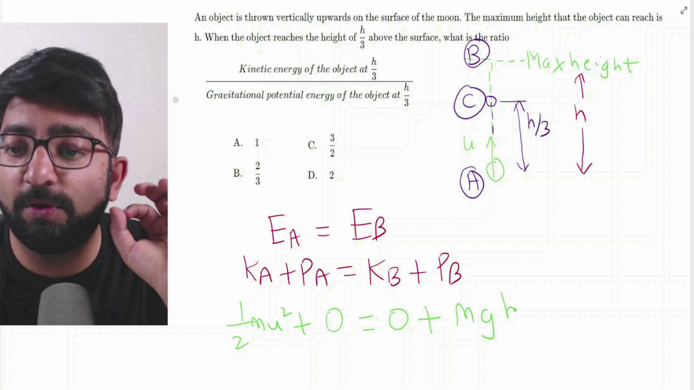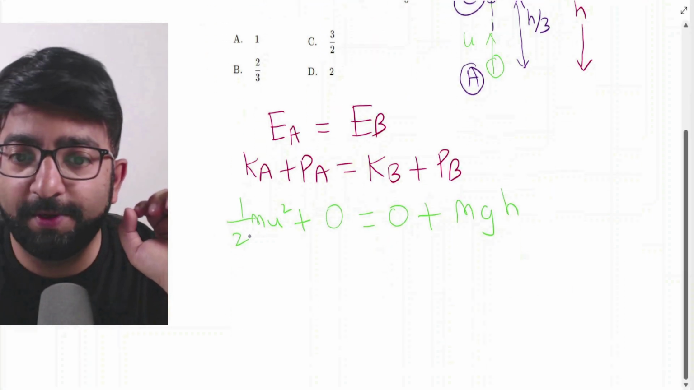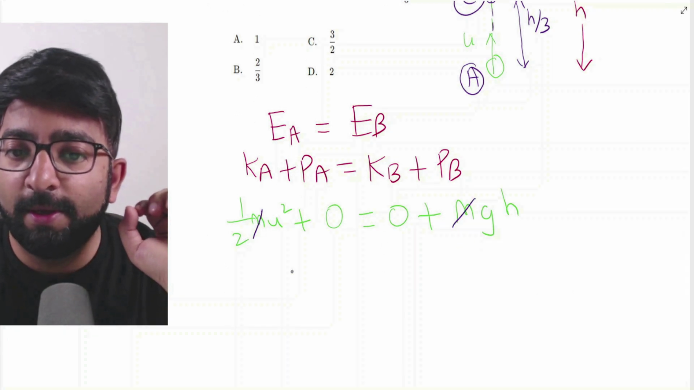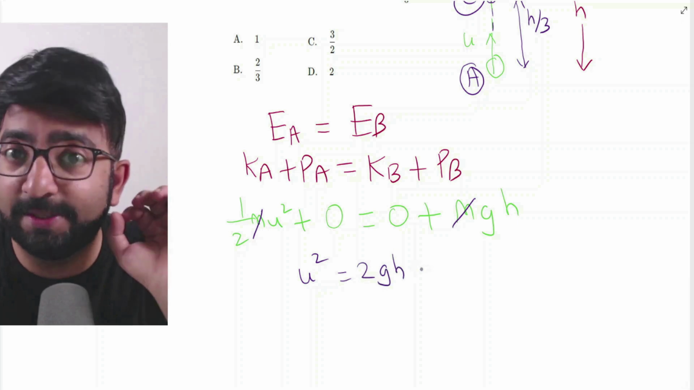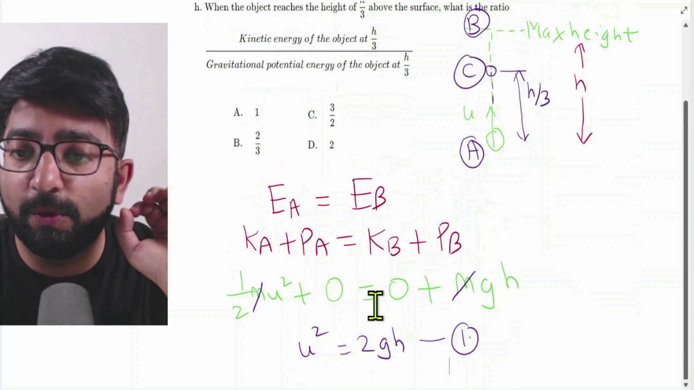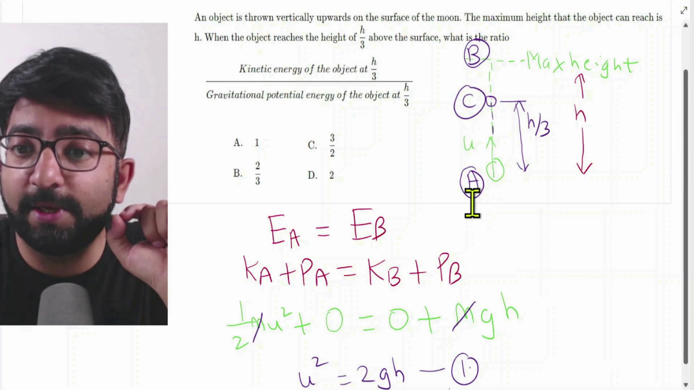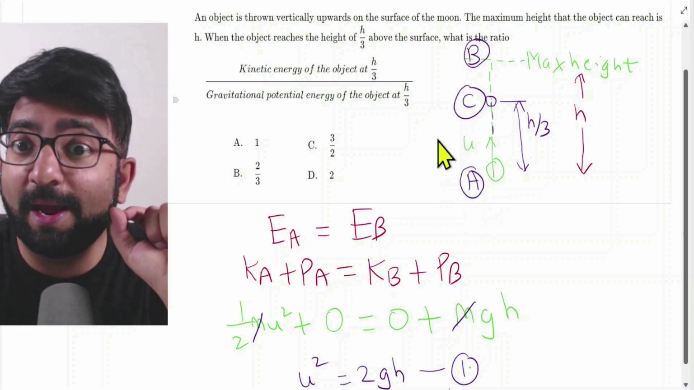Now the height h is already given in the question. Let us try to simplify this expression. We can see m will get cancelled out, and u square will come out as 2gh. Consider this as equation number 1. So how did we arrive at this conclusion? We have equated the energies at A and B. Step 2, we have to equate the energies at A and C.